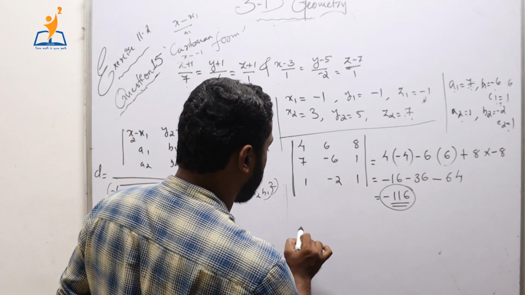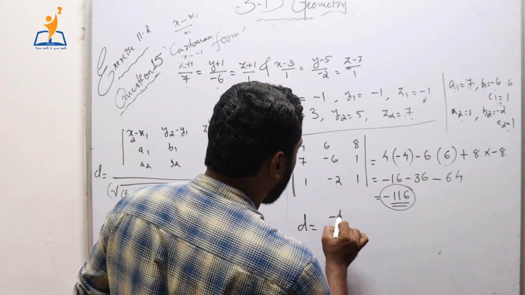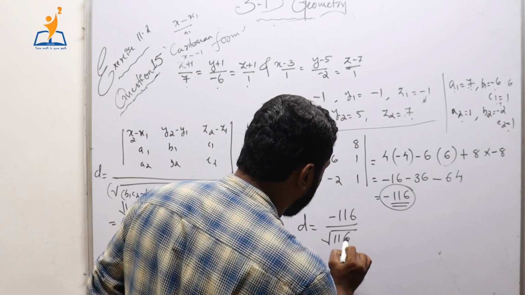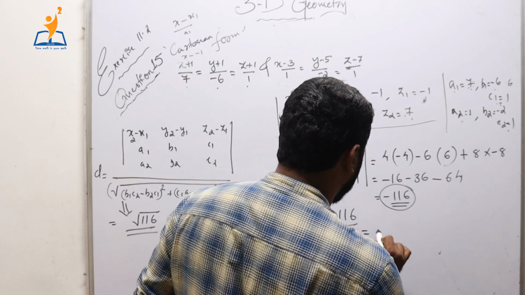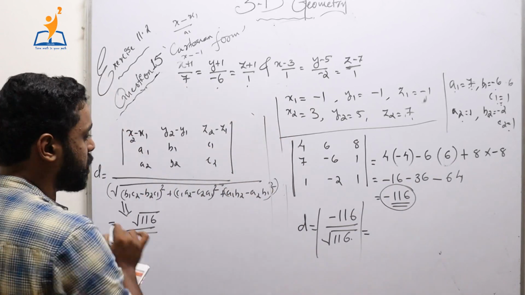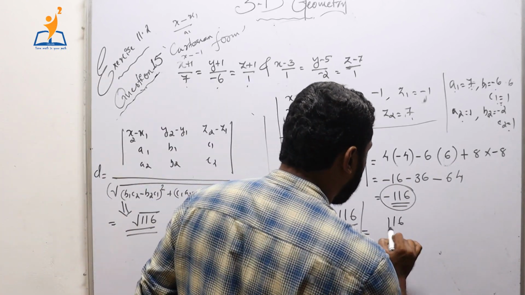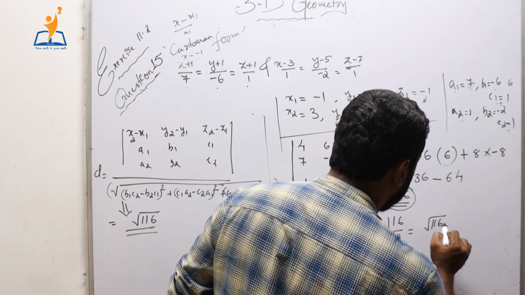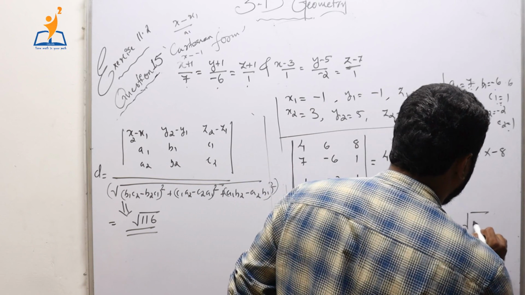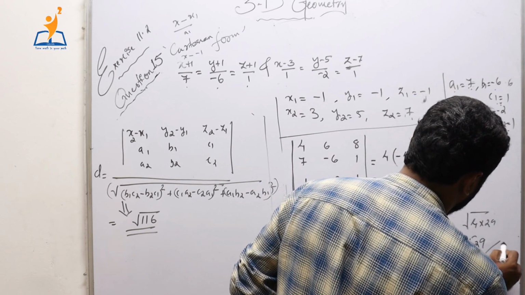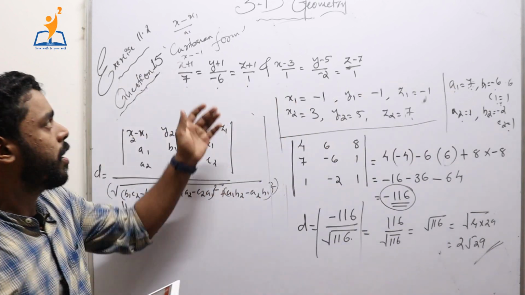So d is equal to minus 116 divided by square root of 116, which is the absolute value. Here we have to take the positive value only, so it will become 116 divided by square root of 116, equal to root 116, equal to square root of 4 into 29, which is 2 root 29. That will be the shortest distance between these two lines.